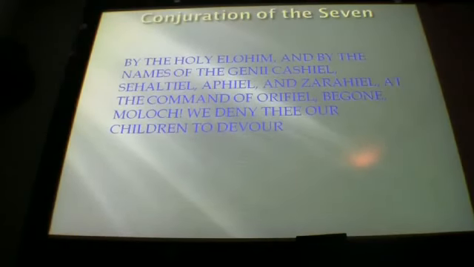By the Holy Elohim, and by the names of the genie Cashiel, Sahaltiel, Aphael, and Zorahiel, at the command of Orithiel, begone Moloch, we deny thee our children to devour.